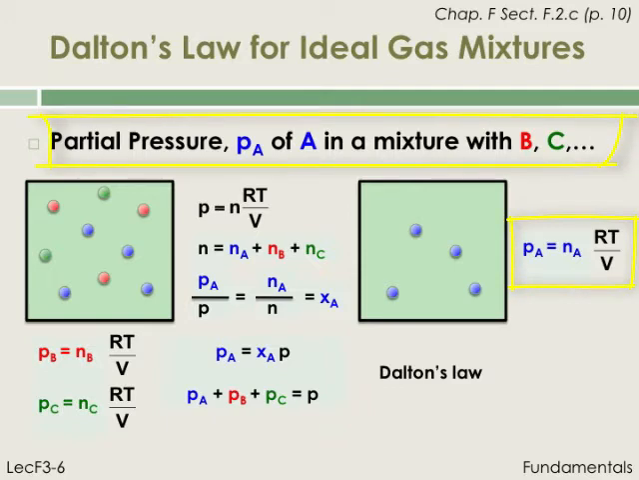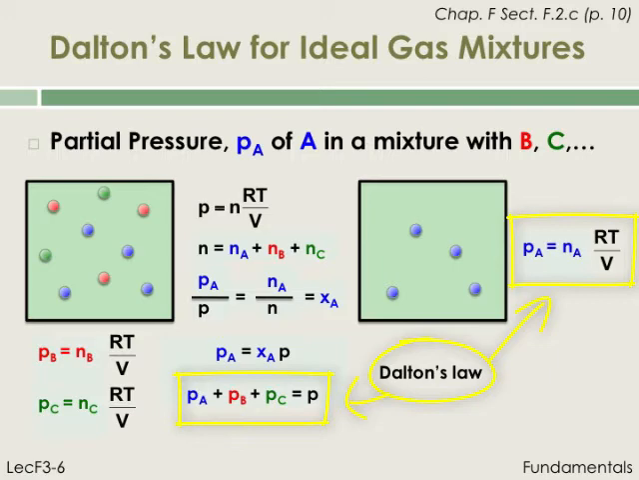Now, of course, we have B and C present. So what we can do is say that the total pressure, P, is the sum of the pressures PA plus PB plus PC. So the total pressure in a gas mixture is the sum of the partial pressures. Now, either one of these equations, this one here for the sum of the pressures, or the equation PA equals NA RT over V, these two equations are known as Dalton's law.